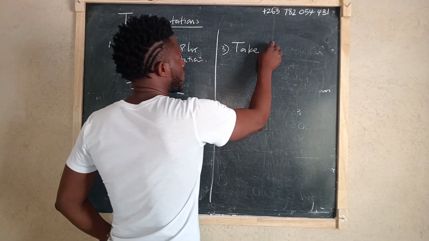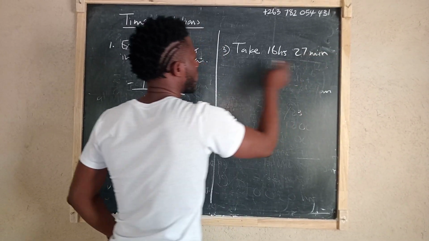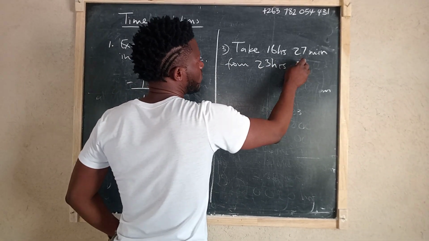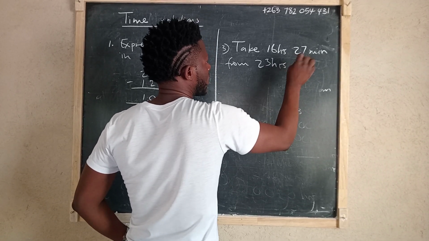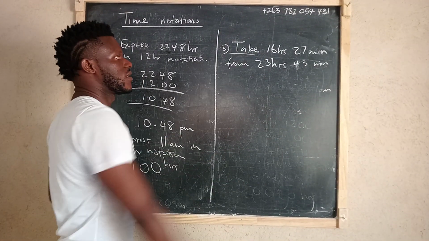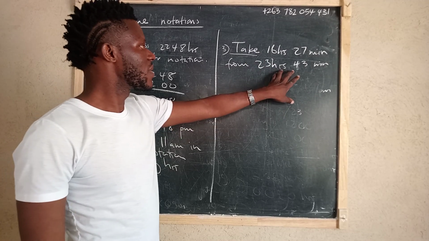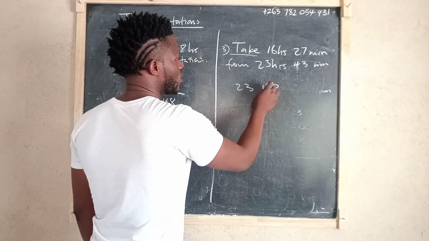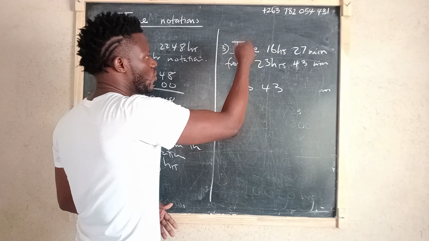Number 3, take 16 hours 27 minutes from 23 hours 43 minutes. The word take usually confuses many candidates. If they say take, you start with the number given last. That is 23:43. From 23:43, we need to subtract or take 16:27.